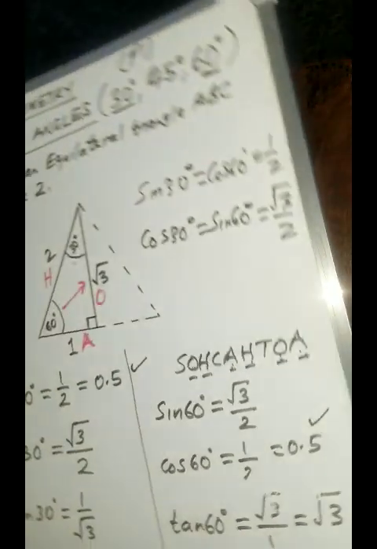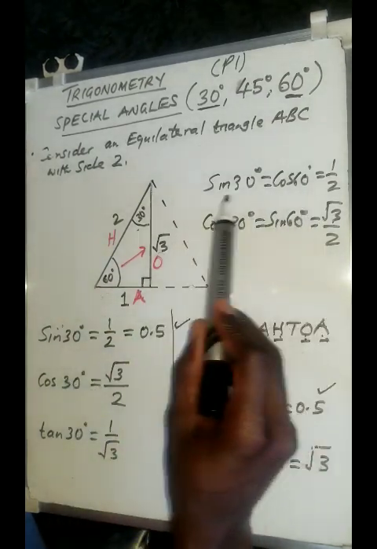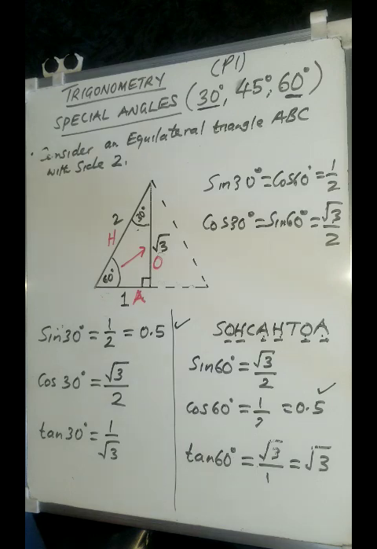But what is going to be common in your exam is angle 30 and 60, and hence that is what you need to remember. Sine 30 and cos 60, remember, give you the same thing, which is 1 over 2. That's the common one that you are going to find.